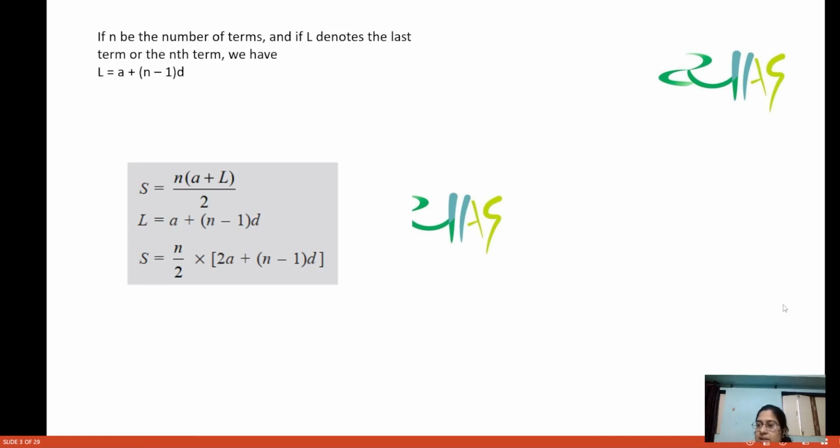So we now understood what an AP is and what its basic terms are. The last term of an AP will be denoted by a plus (n minus 1) into d. So for example, you have an AP starting at 13 with common difference d equal to 3, and there are 13 terms in this arithmetic progression. You want to find the last term. How will you do it?